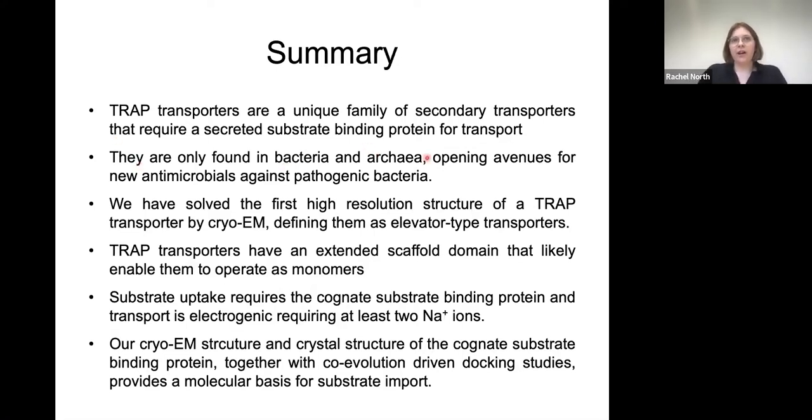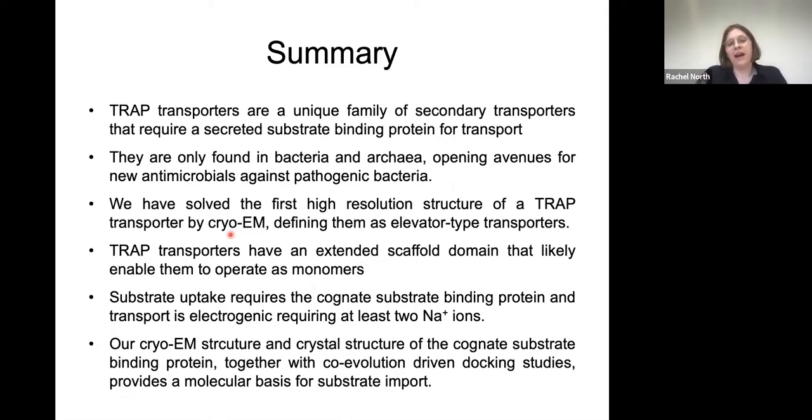They're not found in eukaryotes, not found in mammals or humans. So this opens avenues for new antimicrobials that may be non-toxic to humans. We solved the very first high-resolution structure of a TRAP transporter by cryo-EM. We solved this in both amphipole and in nanodiscs, and this allowed us to define them as elevator type transporters.